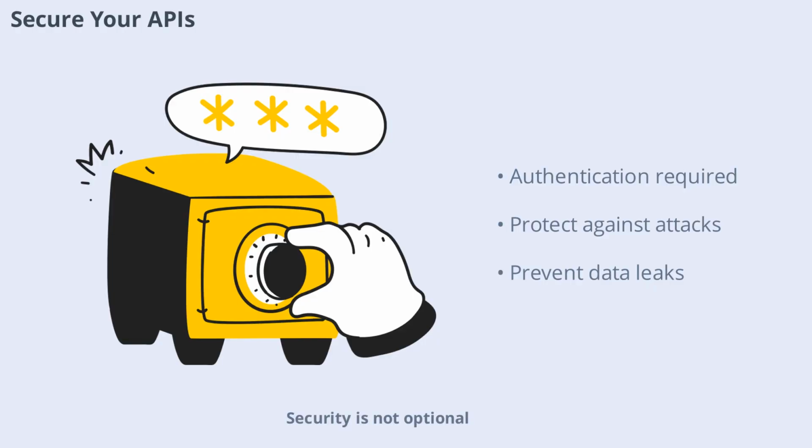Security is not optional. Every public API should have proper authentication and authorization. With Spring Security, you can easily set up basic security to protect your endpoints from unauthorized access, data leaks, and common attacks. Even internal systems need robust protection to prevent abuse.